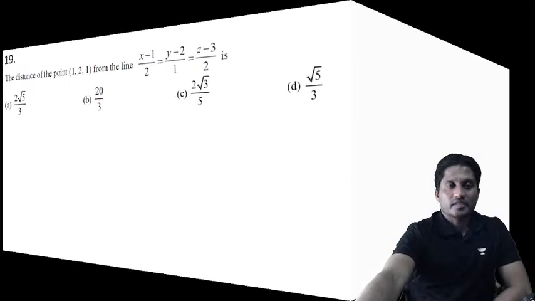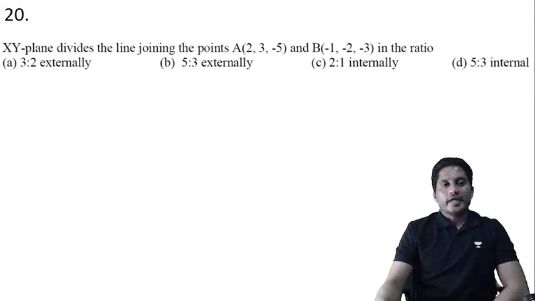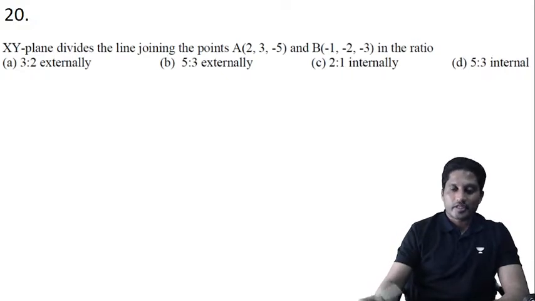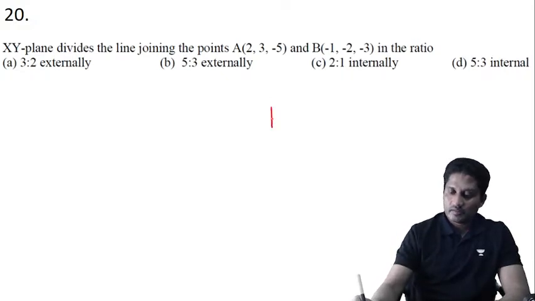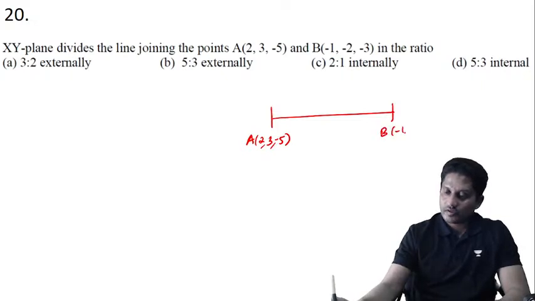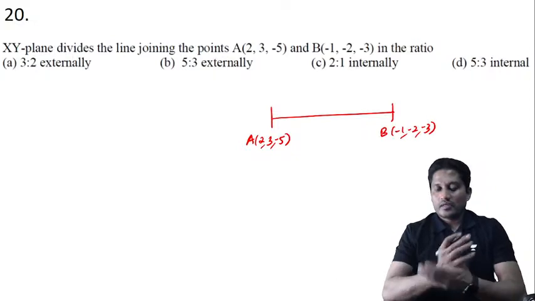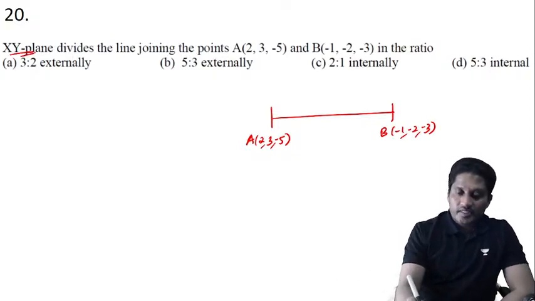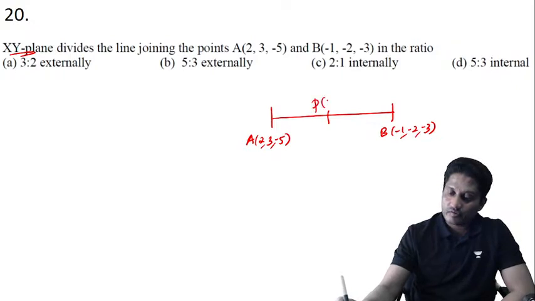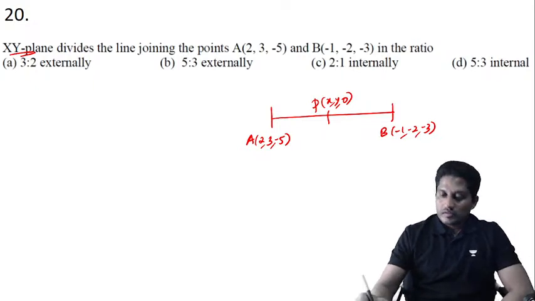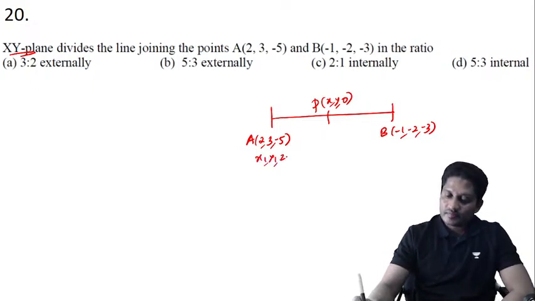Right, let's move to the next question. XY plane divides the join of two points in the ratio what? See, suppose you have this point. Point is what? 2 comma 3 comma minus 5. This point is minus 1 comma minus 2 comma minus 3. Right, if it is XY plane, Z should be 0, right? So this point will be x comma y comma 0, because it is XY plane, Z should be 0. So this is x1, y1 and z1. This is x2, y2, z2. And this point is xyz.